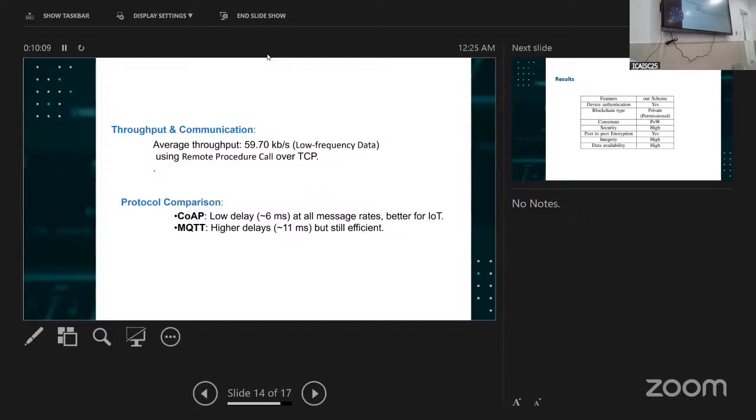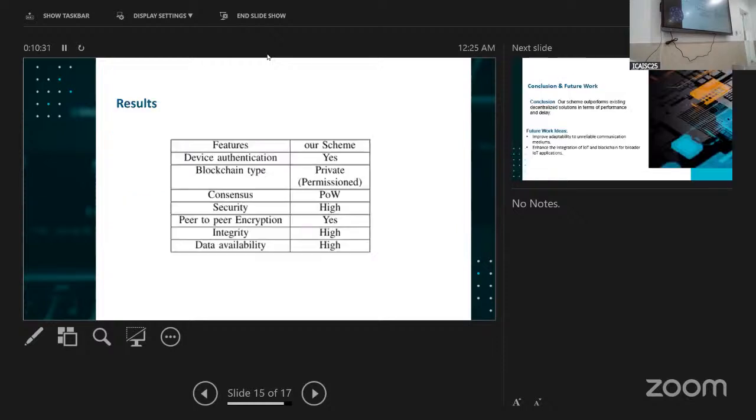For the comparison of these two protocols, we found that CoAP is more useful for IoT devices when we focus on low frequency data. MQTT has a higher delay, but it is still efficient compared with the other results, because we had another comparison inside the paper if you would like to have a look.